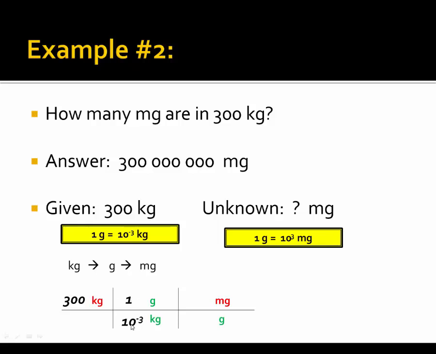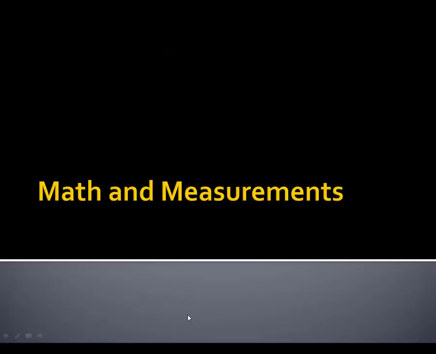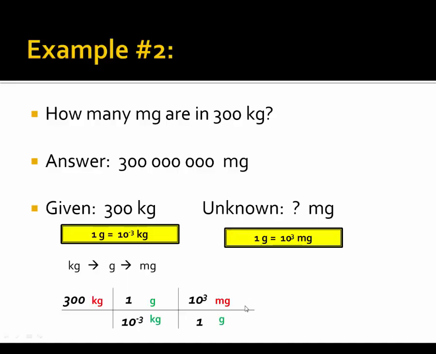So 1 gram is equal to 10 to the negative third kilograms, and again 1 gram is equal to 10 to the positive third milligrams. Multiply across the top, divide by the bottom, and you should get 300 million milligrams.